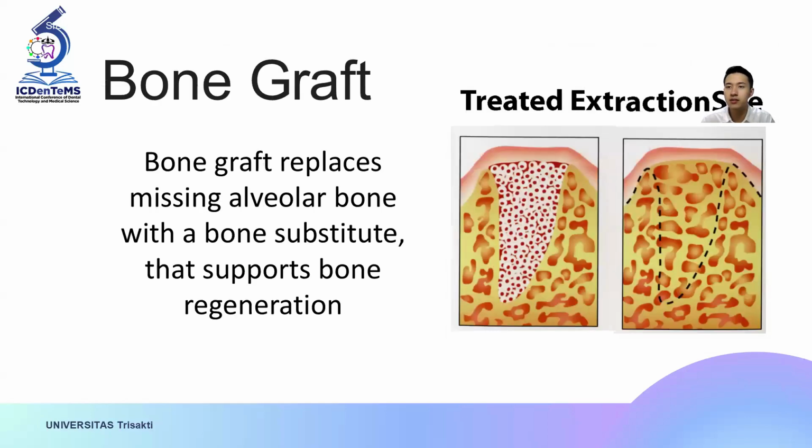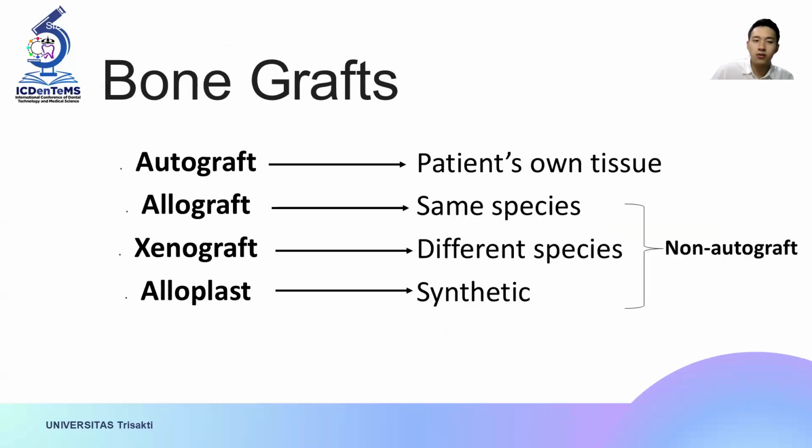Now, this could be fixed with bone graft. So bone graft is a procedure that replaces missing bone with a bone substitute. And this bone substitute or bone graft will support the regeneration of the bone. And there are four types of bone grafts.